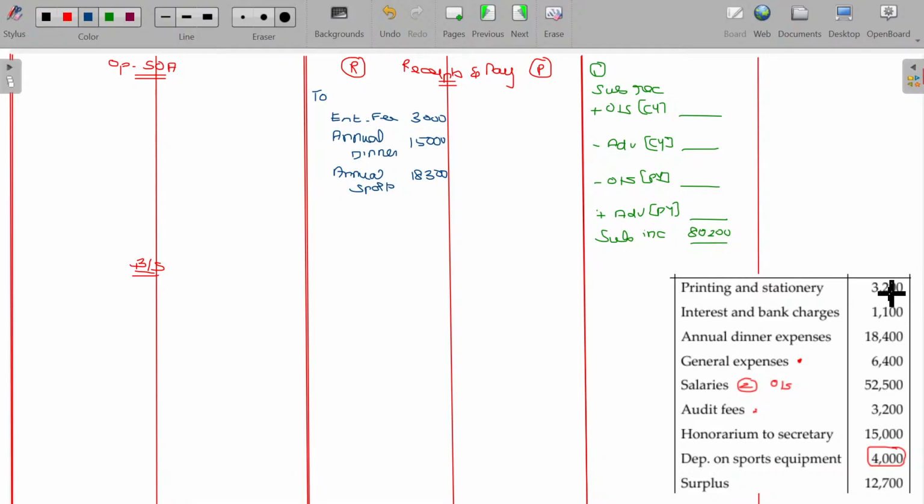First one being printing and stationery. Payment for printing and stationery, value being 3,200. Interest and bank charges.